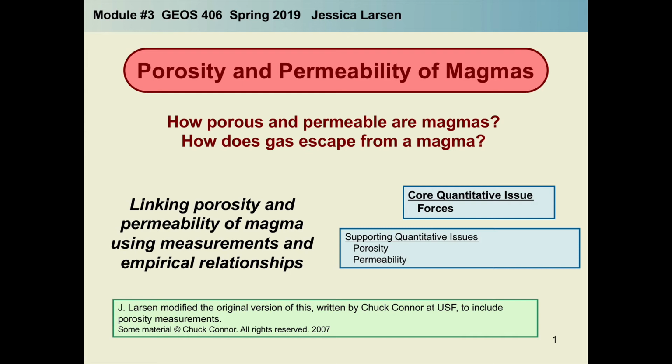Welcome back, Geos406 students. For this homework module, number 3, you are going to get some practice with porosity and permeability relationships from volcanic rocks as a proxy for figuring out what the gas contents of magmas were in the conduit of a volcano before and during eruptions, and how gas can escape from a magma. You're going to apply this to the 2008 eruption of Okmok volcano in Alaska, using data collected from samples from that eruption.